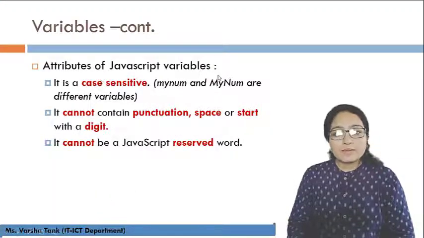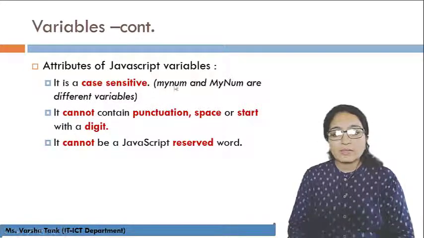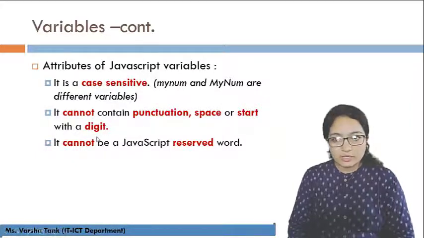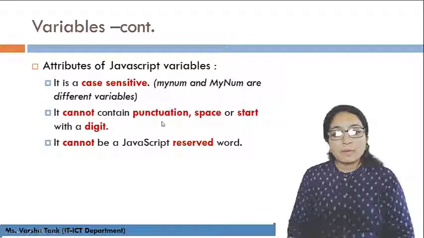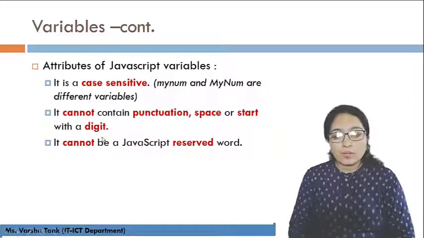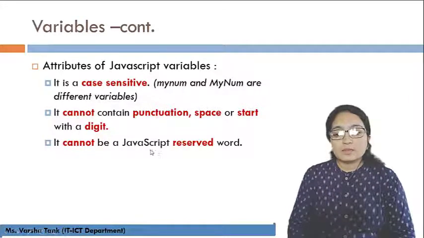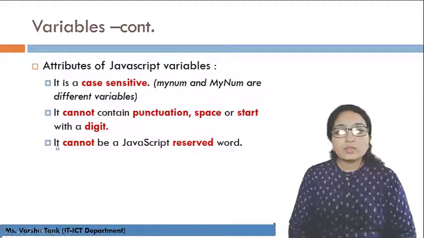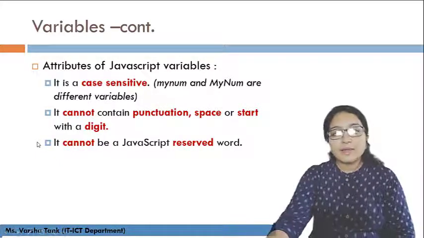Now, attributes of a JavaScript variable: it is case sensitive. Like here, the identifier is case sensitive. So here "mynumber" in small letters and "myNumber" with a capital N and capital M are different variables. It cannot contain punctuation or spaces, or start with a digit. So it cannot contain any punctuation, it cannot contain any space, and it cannot start with a digit. You can write var1, but you cannot write 1var. It cannot be a JavaScript reserved keyword, so you cannot use a JavaScript reserved keyword as the identifier.